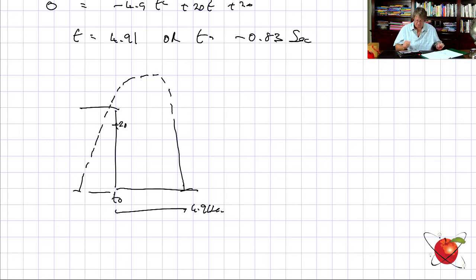So, therefore, we say that this must be minus 0.83 seconds on that side. In other words, it would have been on the ground 0.83 seconds ago. Yeah, it's a bit odd. Point is, you get a negative number, you just ignore it.